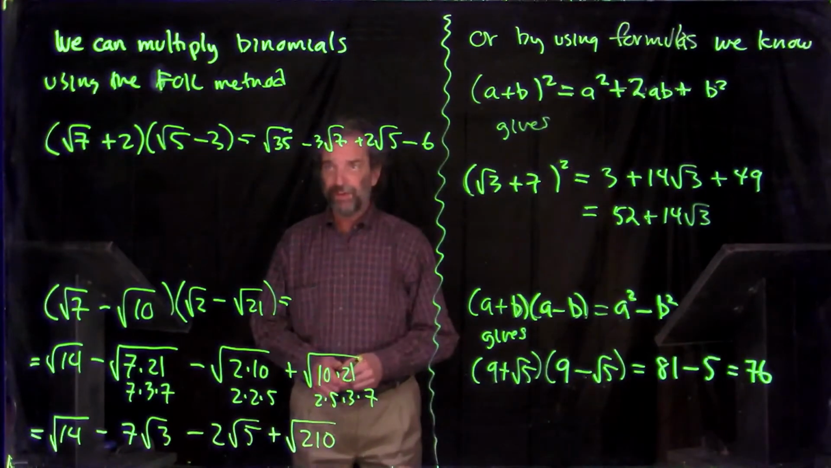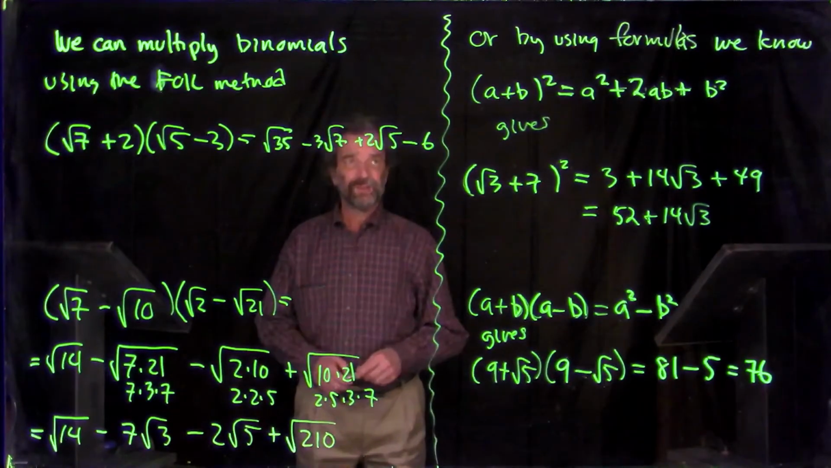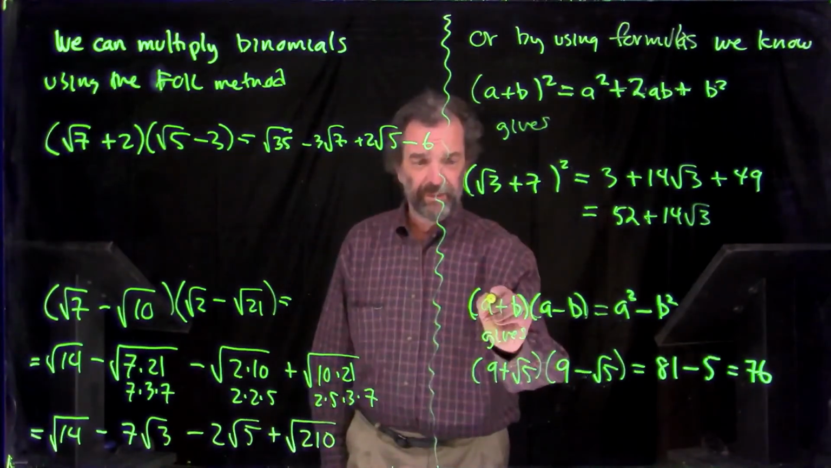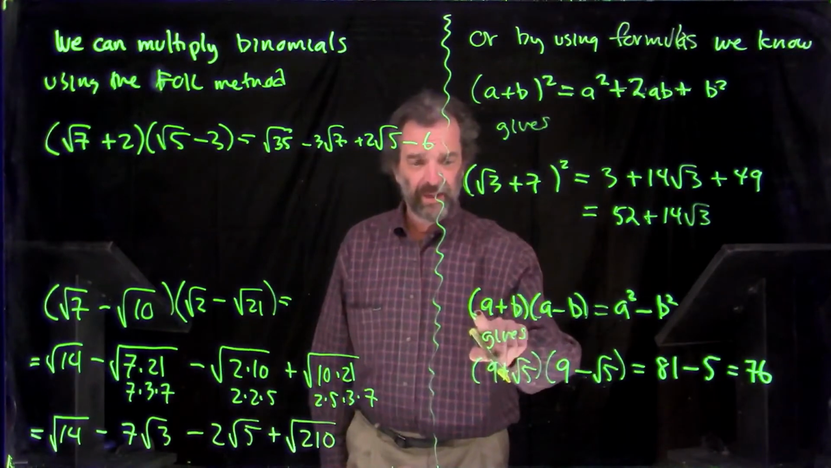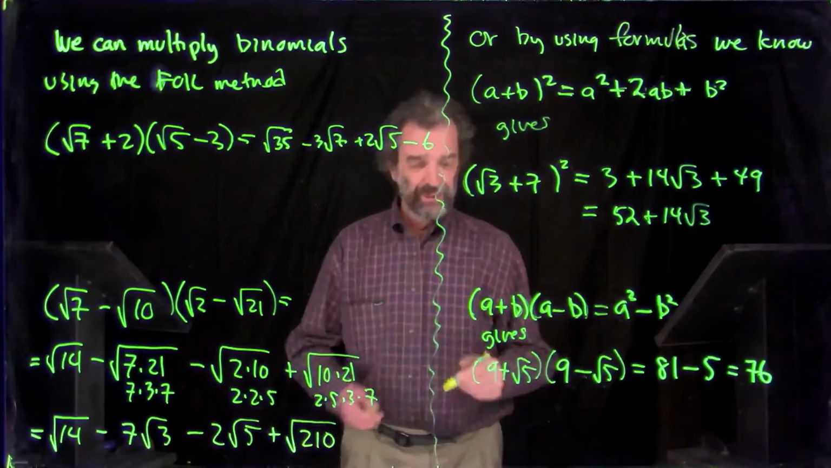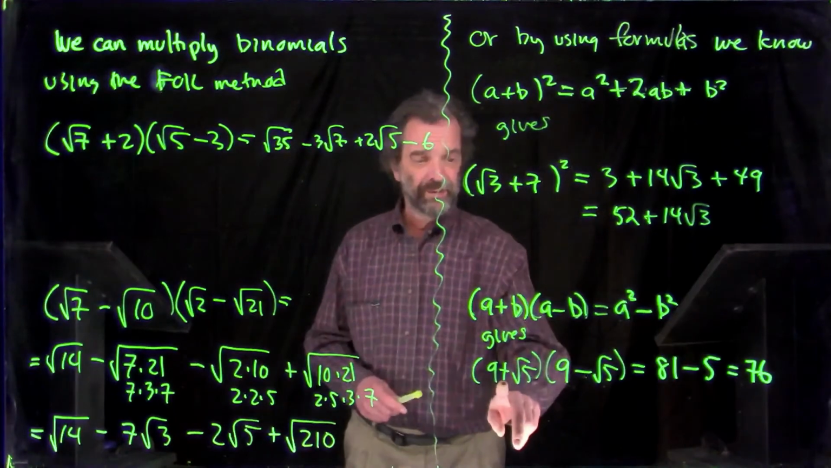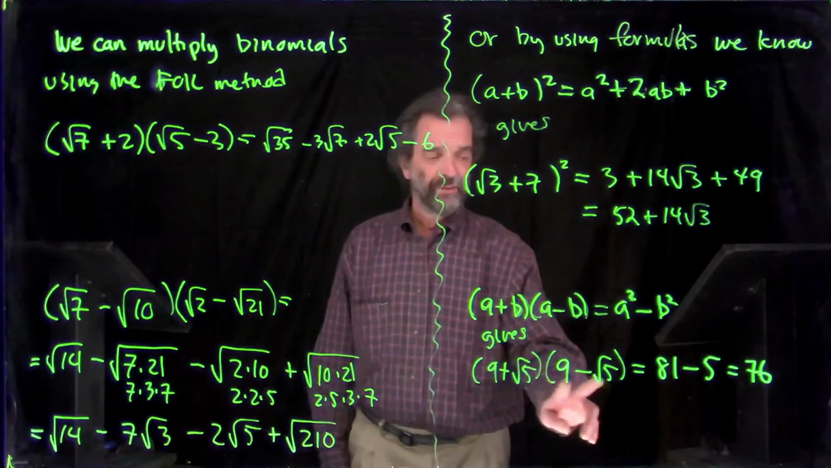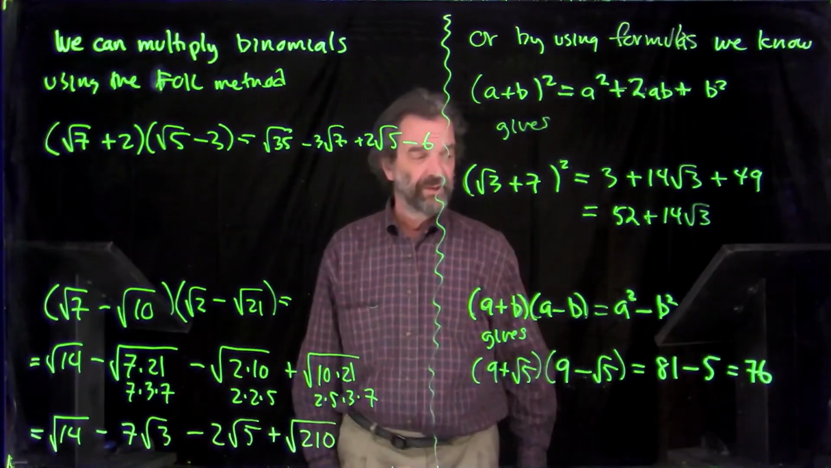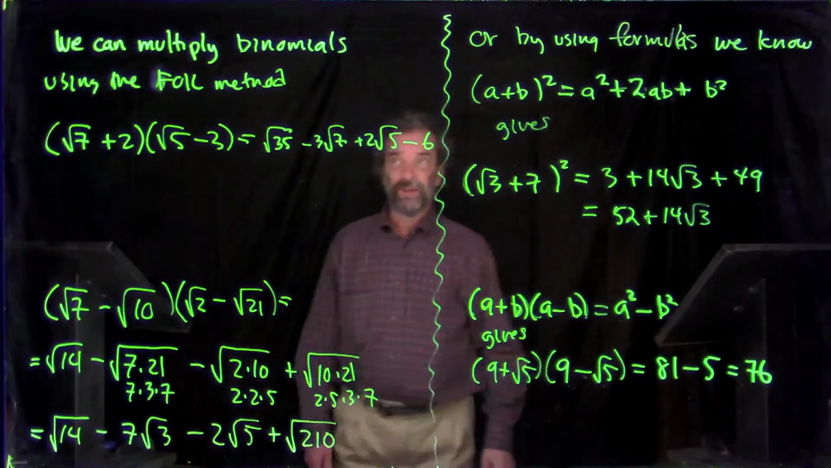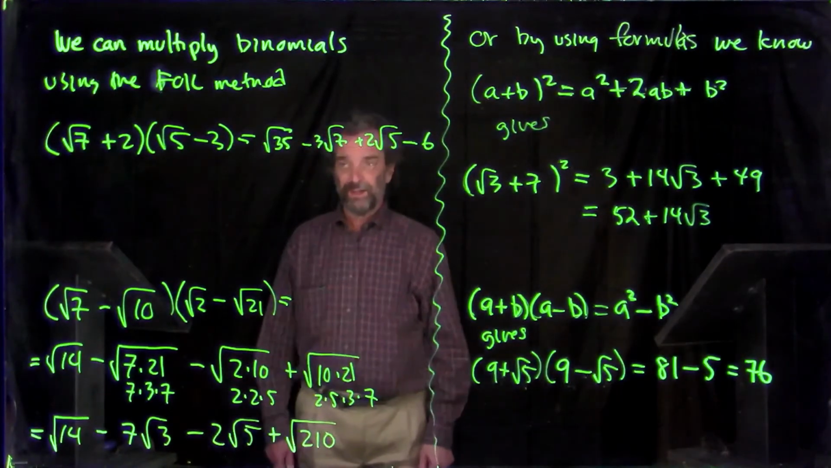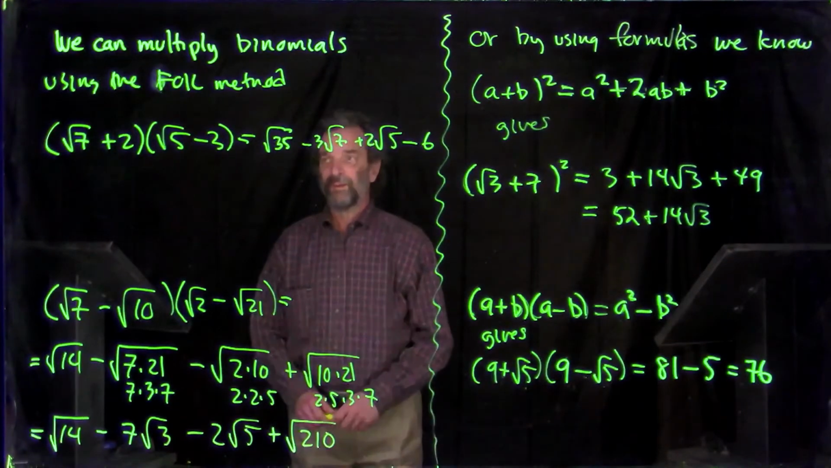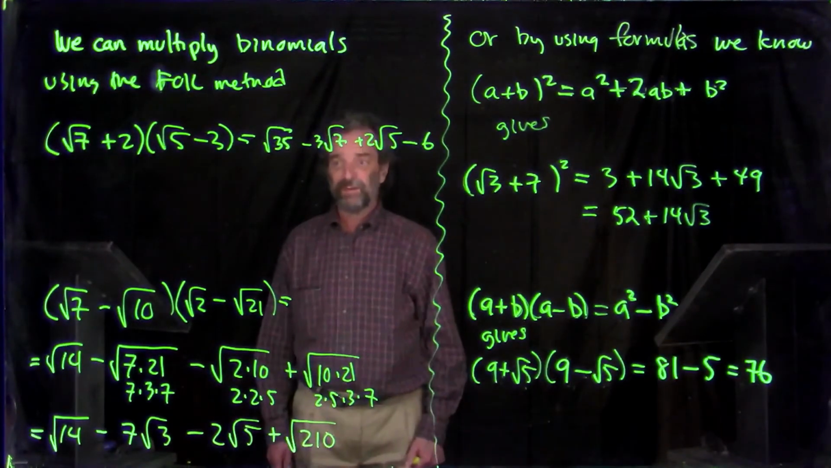So we multiplied some binomials using the FOIL method, and also using a couple of formulas we know, the perfect square formula and the difference of squares formula. This difference of squares formula is going to come in handy later. We'll try using it to rationalize the denominator. We call these two types of expressions conjugates, where they're the identical terms with opposite signs in between them. So we'll be using conjugates to rationalize denominators shortly. I'll be back with more multiplying and dividing radical expressions in the next slide.